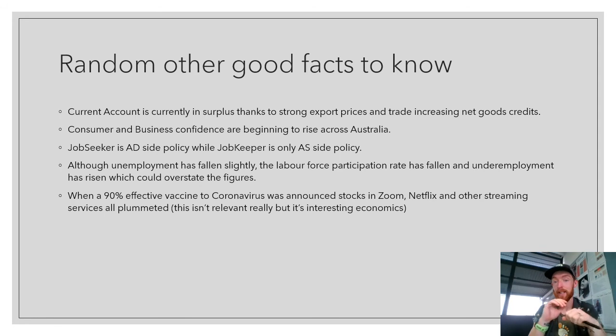Although unemployment has fallen slightly, the labour force participation rate has also fallen and underemployment has risen, which can overstate those figures. And then lastly, when a 90% effective vaccine to coronavirus was announced yesterday, stocks in Zoom, Netflix, and other streaming services all plummeted. It's not really relevant to your economics this year overall. It's kind of interesting to economics in general, because all of a sudden when people weren't going to be working from home, all the things they use when they work from home lowered in value. This is essentially most of the really current useful data you need to know for your exam.